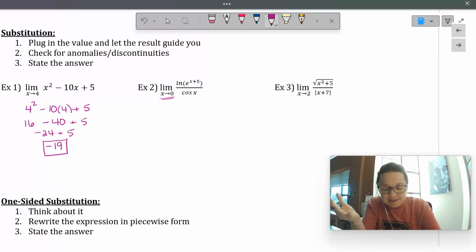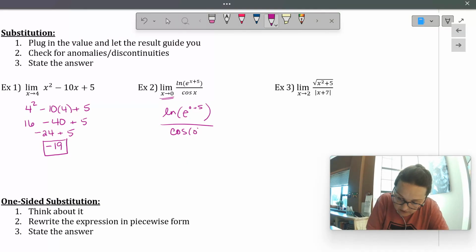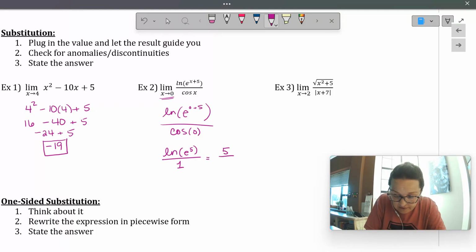So what that tells me is even though this graph of ln of e to the x plus 5 over cosine x might be something crazy, and I'll show you what it is in a minute, it's not so crazy that I can't evaluate the limit near 0. So I'm going to plug 0 into the top: the ln of e to the 0 plus 5 over the cosine of 0 is going to be the ln of e to the 5th over the cosine of 0, which is 1. And the ln of e to the 5th is just 5. And so that's going to be 5 over 1, which is 5.